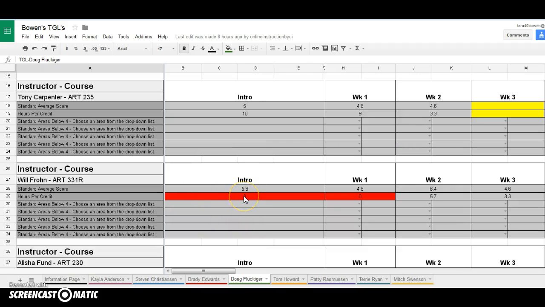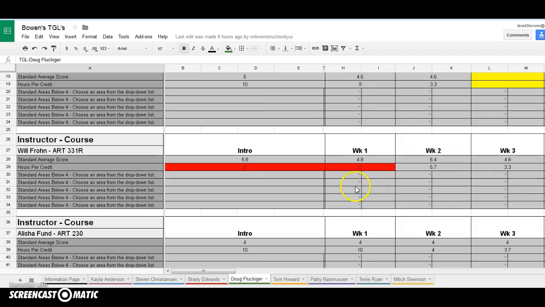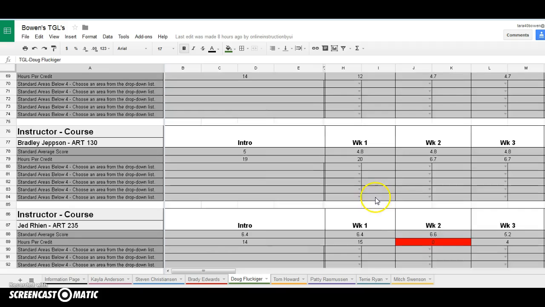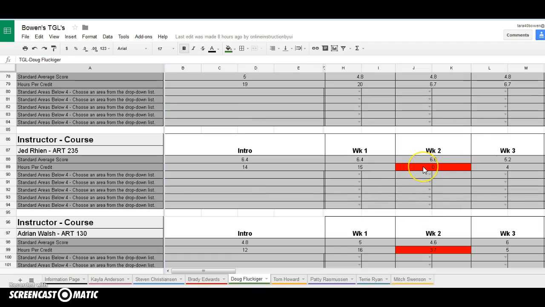Some people's reflections aren't recorded here, so I'm sure Will posted in intro week and week 1, but they're not written here. So you're just looking and seeing, okay, how many hours do they do per credit? This person did 5.7 hours per credit, so they're working way over, but here they kind of evened it out. And so you're just looking at those numbers to see if there's any red flags. There'll be red on the numbers that are questions.